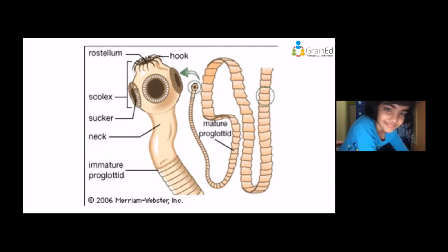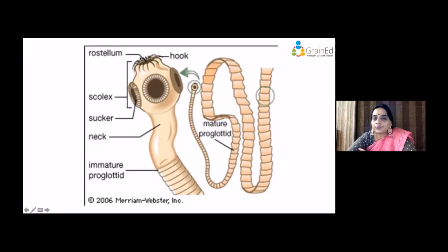Okay. So this is what it attaches with. And this whole thing is called the scolex. This is where it attaches. These are its hooks, and it will attach with that hook, and it will suck whatever nutrients it has to suck. It has got a neck, and these are the immature proglottids.